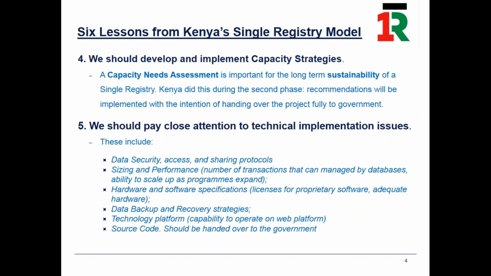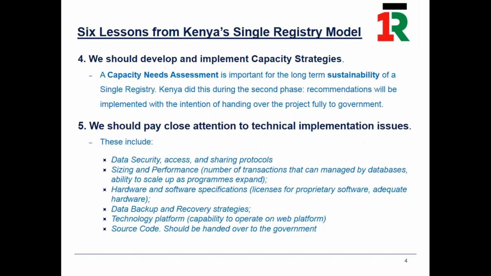The other aspect is as the programs grow in terms of the numbers and volumes, for example WFP bringing on board an additional more than 400,000, the databases need to have the capacity to scale up. So aspects around sizing and performance need to be thought through very, very carefully. The number of transactions that the single registry will be able to host needs to be designed well to be able to do that.